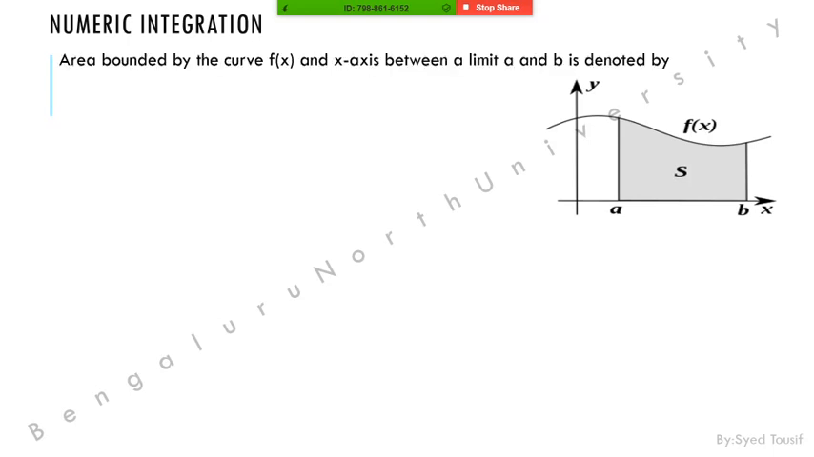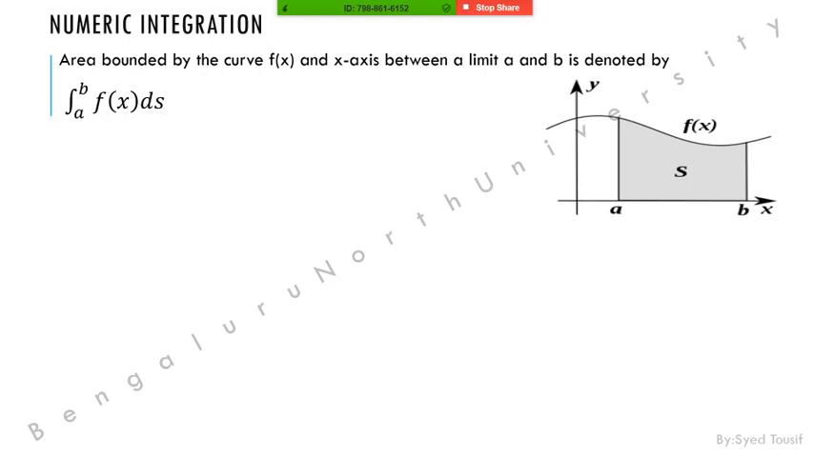The area bounded by the curve f of x and the x-axis between the limits a and b is denoted by this formula. We know that integration has a lower limit and an upper limit. a is the lower limit and b is the upper limit, and we integrate f of x dx. This is the simple definition of numerical integration.